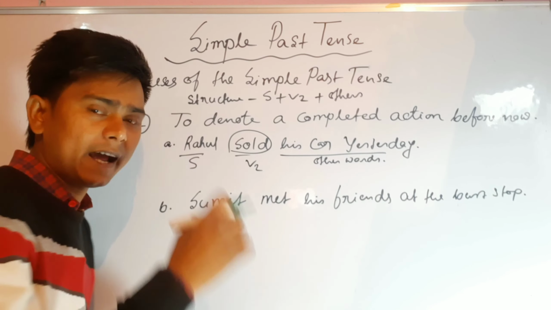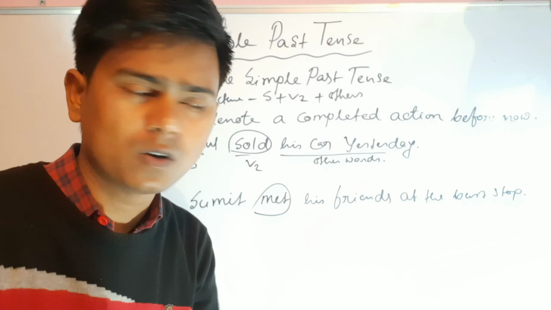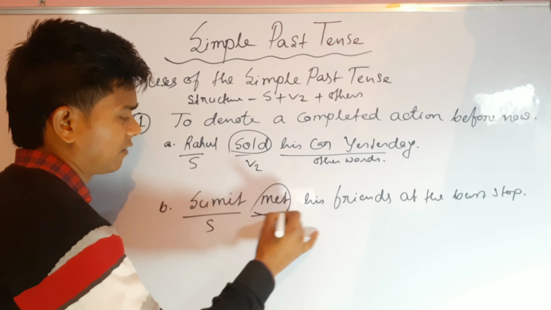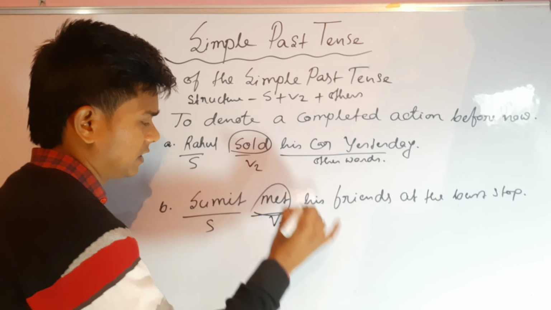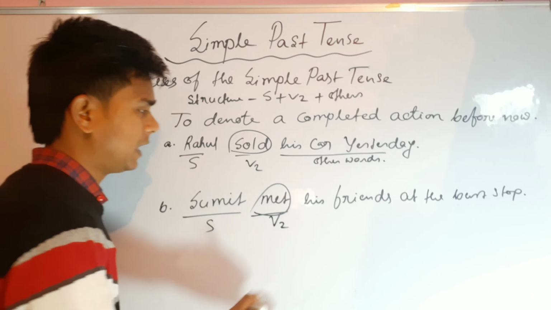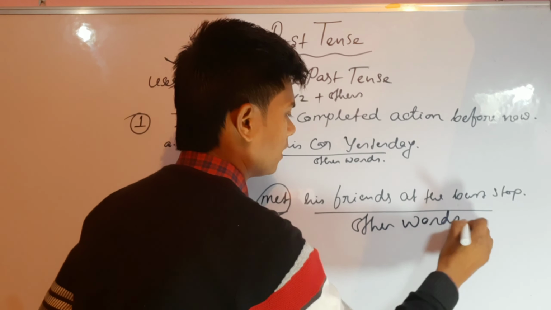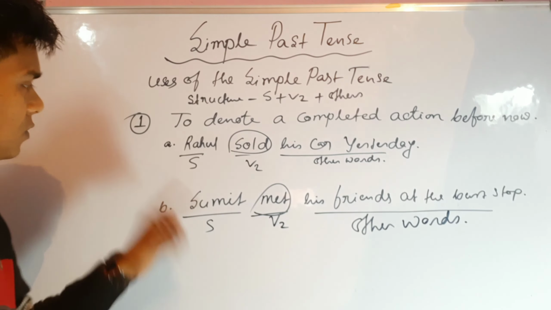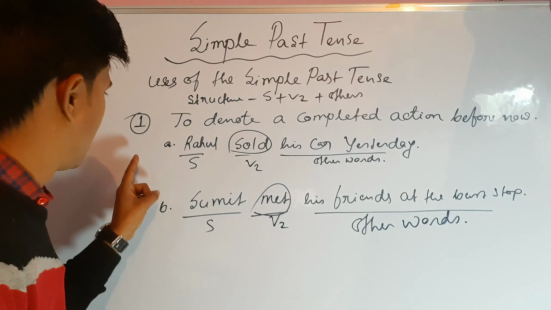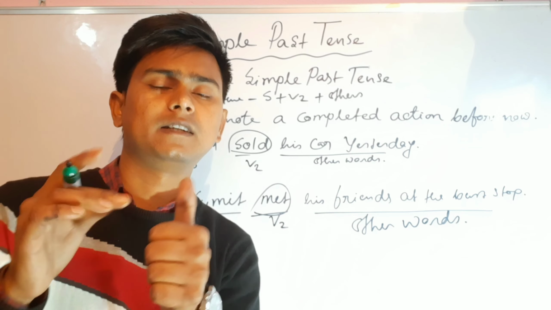So it is written, the action of meeting. See, the action of meeting took place in the past and also completed, right? So here the subject is Sumit, the verb is met, and it is V2 form. V2 of the verb meet is met, and this one is other words, right? So this way simple past tense is used, right? We have seen one use of simple past tense here. Now let's go to the next use.